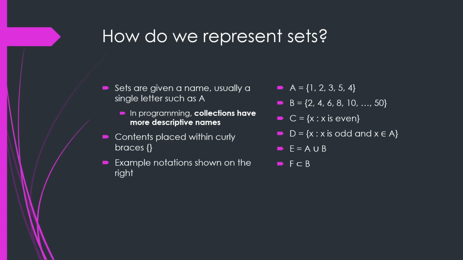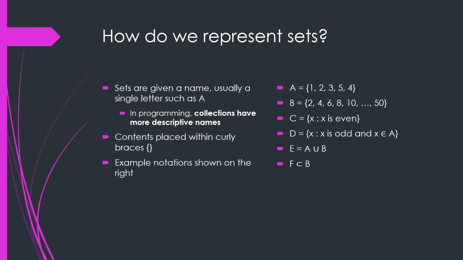So, we can also define compound conditions for our sets. If we look at D here, D equals X such that X is odd, and X is an element of A. That's what that weird curvy E character is supposed to read as. So again, that's D equals X such that X is odd and X is an element of A. So, in our case, D would contain the numbers 1, 3, and 5.